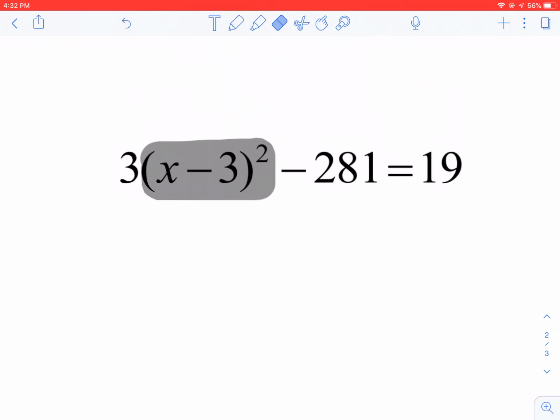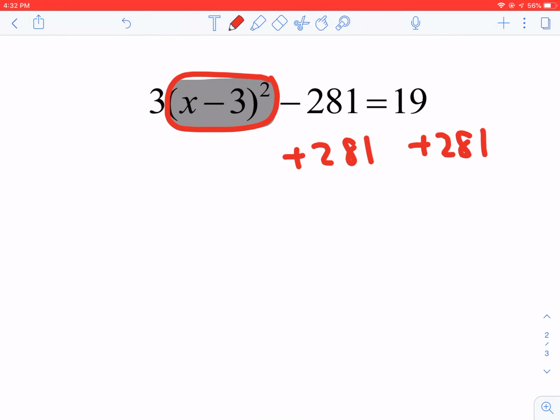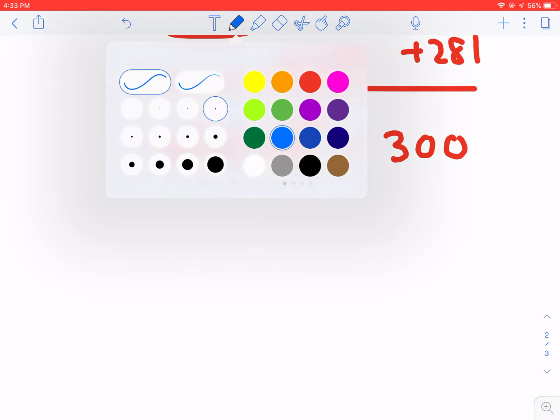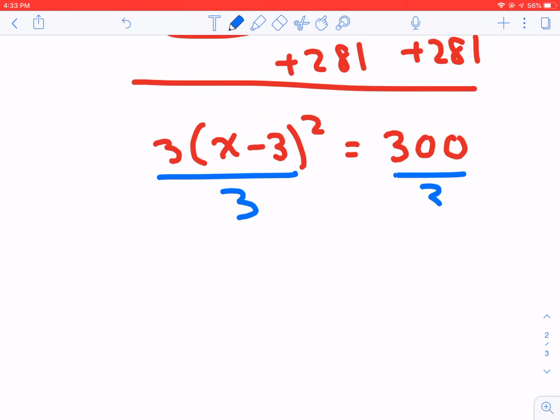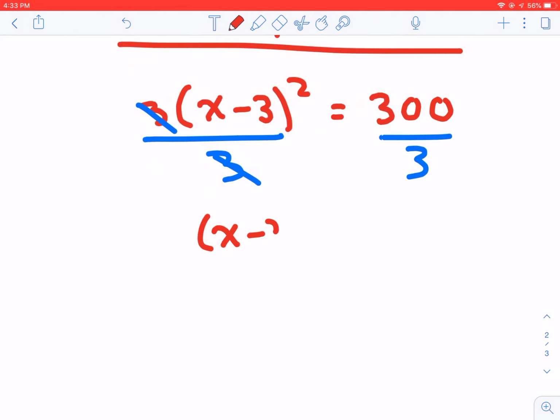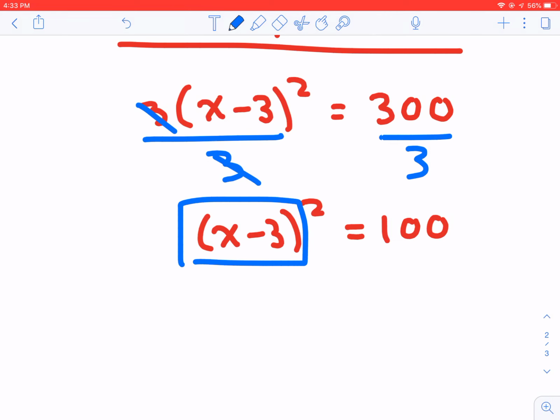So in this problem, we're trying to get this by itself. So I'm going to add 281 to both sides first. Right? We're just following reverse PEMDAS. 3 times x minus 3 in parentheses squared equals 300. We can divide both sides by 3 now. That cancels. And we get in parentheses x minus 3 squared equals 100. And now we can square root both sides, right? Because we have something squared equals 100.